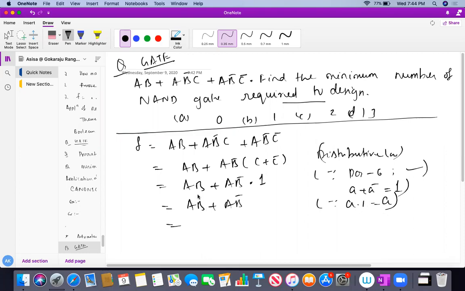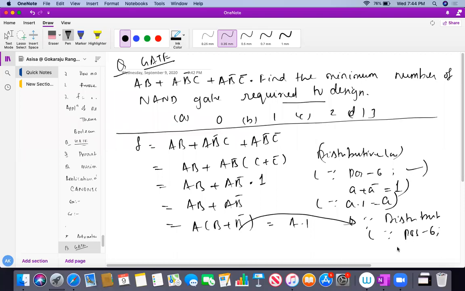Then, which is postulate number 2. Then finally we move to A, B or B bar, which is actually A and 1. Here we have used the distributive law again, and A and 1, as we know from the existence of complement, postulate number 6. We have used both, which is A or A bar is 1.